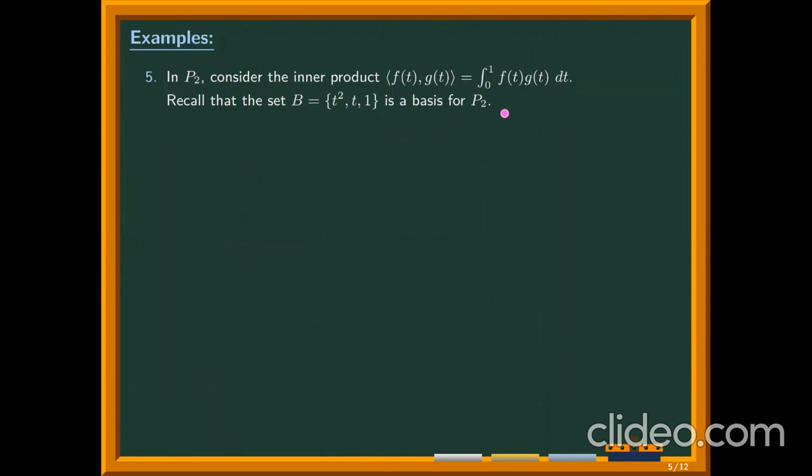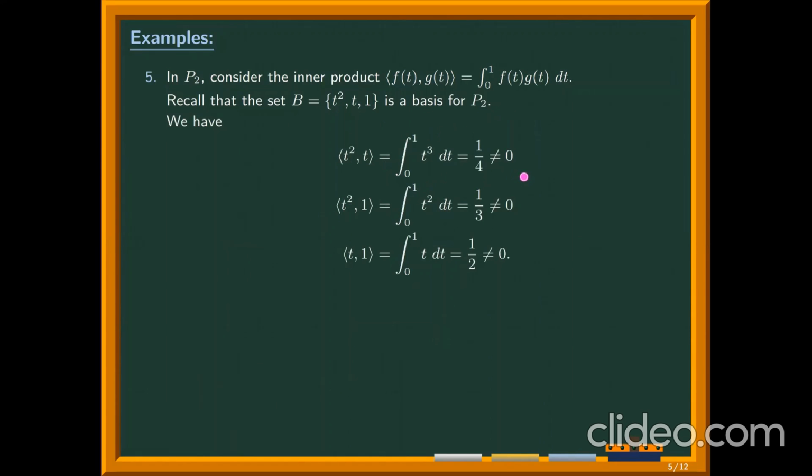For these vectors in P2, we have the following inner product computations. This is the inner product of t squared and t. This is the inner product of t squared and 1. This is the inner product of t and 1. So observe that none of these values is 0, which tells us that B is not an orthogonal basis for P2. It's a basis, but it's not orthogonal.